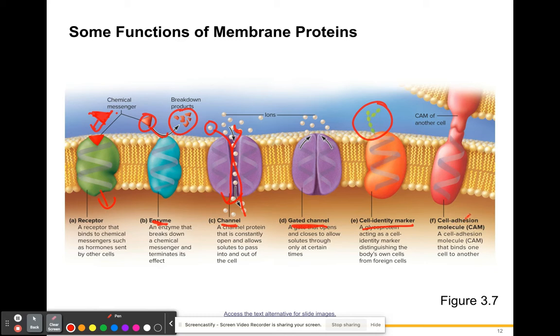And here's a cell adhesion molecule, CAM. It's going to allow it to connect to a neighboring cell, and we want that to be a nice strong bond.